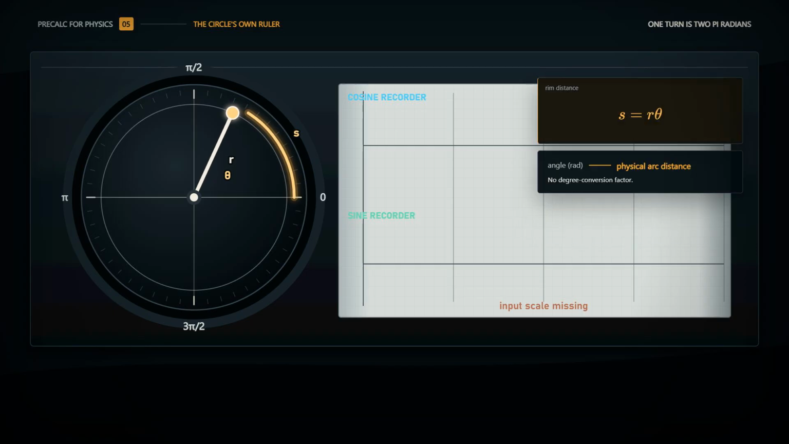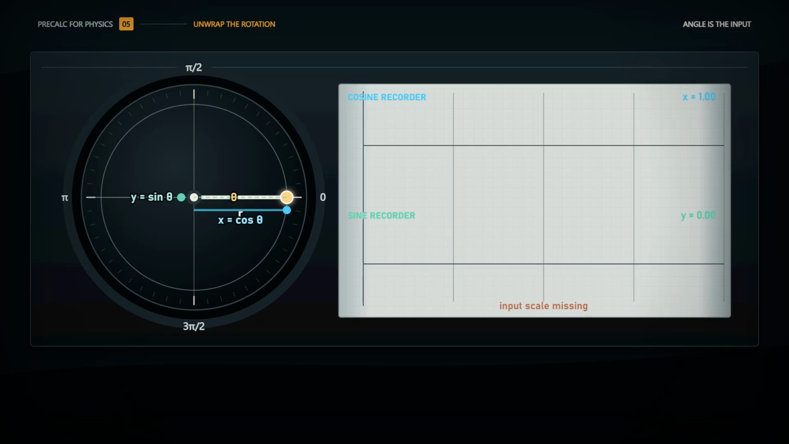This is why radians fit physics. Hold the wheel center fixed and rotate it through theta radians. A marked rim point sweeps the circular arc distance S equals R theta. No degree conversion factor is needed. The angle measure speaks directly to a physical distance.